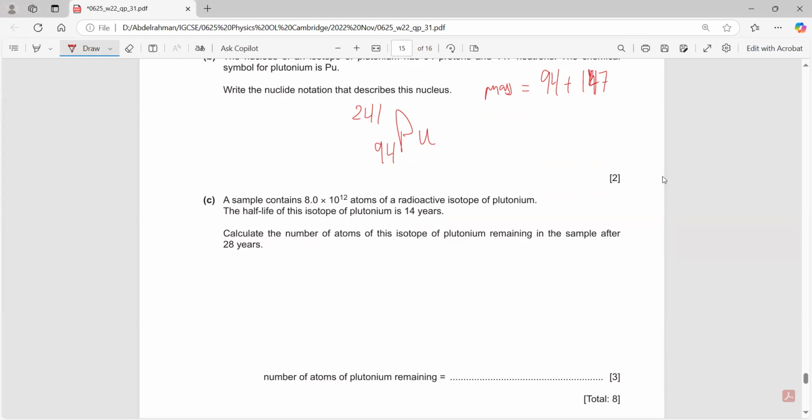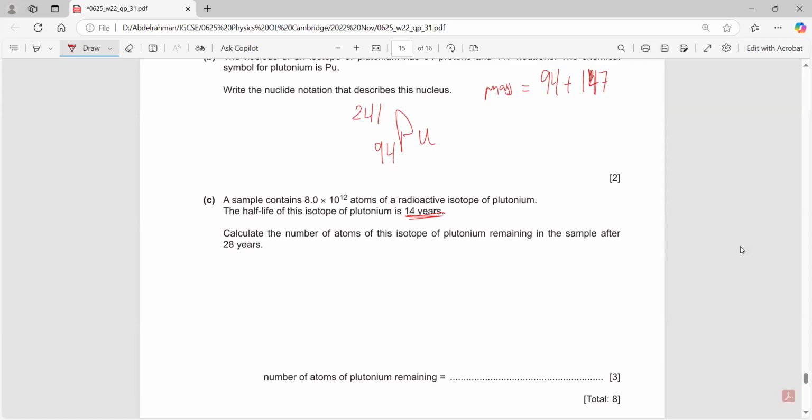First of all, half-life means the time taken for the amount of radiation, or the mass, or whatever, to decrease to half the previous amount. This is what I mean by half-life. So it takes 14 years for the amount to be divided by 2.